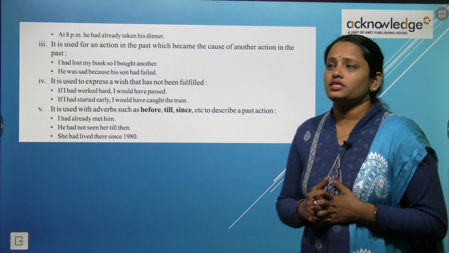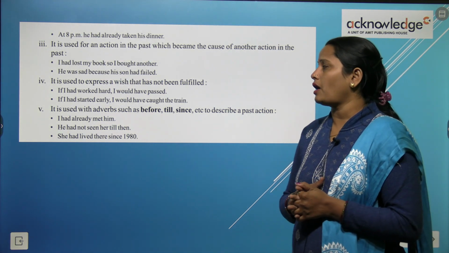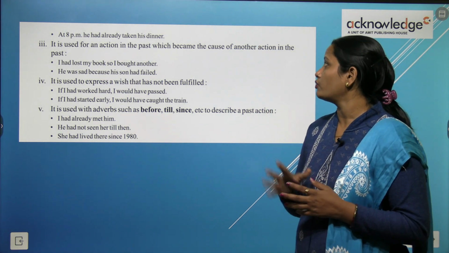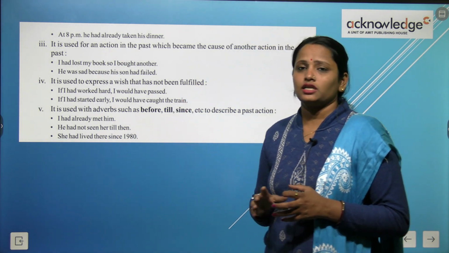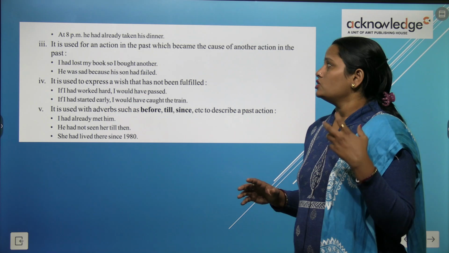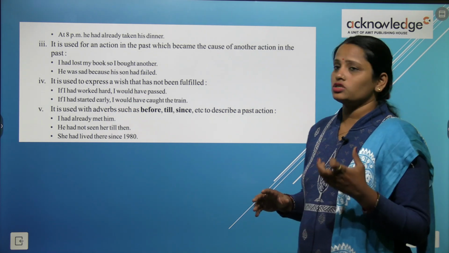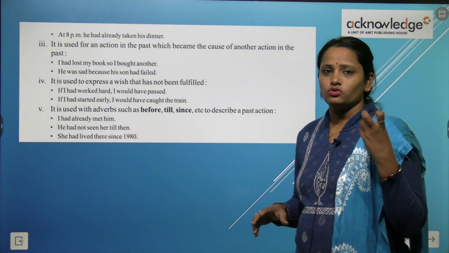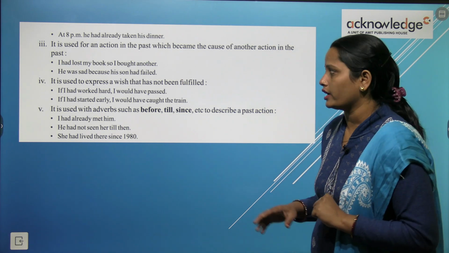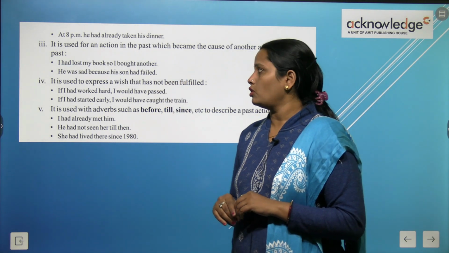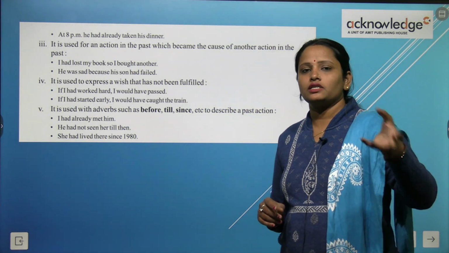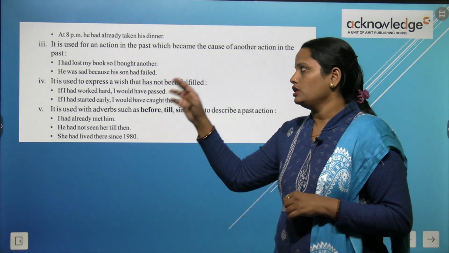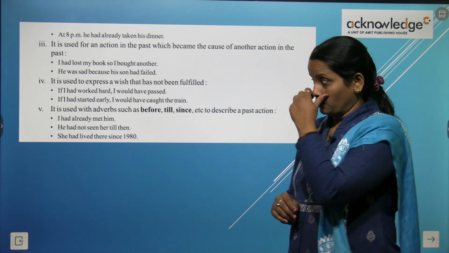Now the third point is it is used for an action in the past which became the cause of another action in the past. So use होता है किसी भी action के लिए जो पहले ही हो चुका है which became the cause of another action. वो किसी दूसरे action का cause बन चुका है. I had lost my book so I bought another. So पहले मेरी book खो चुकी है उसकी वजह से मैं दूसरी book लेके आया हूँ. He was sad because his son had failed.